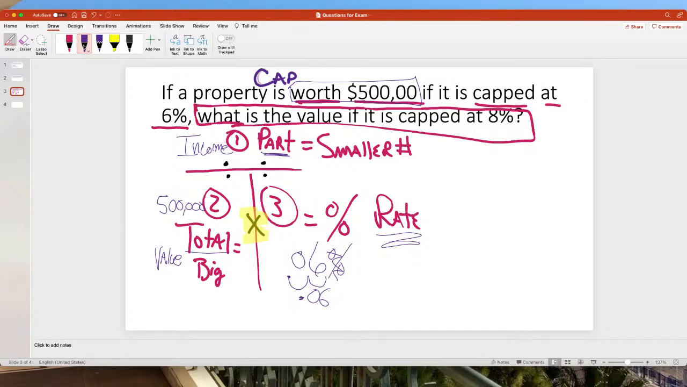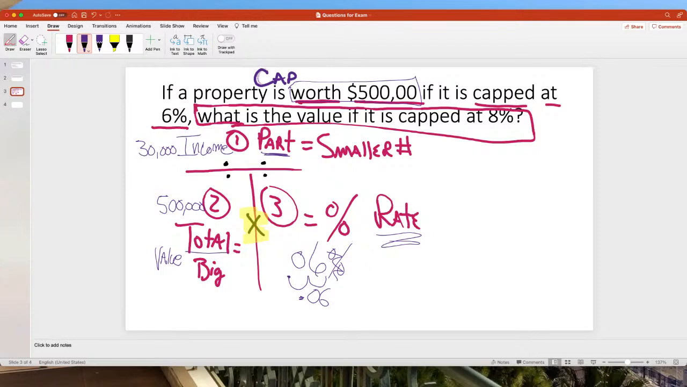Okay, well, when I do 500,000 times 0.06, I get $30,000. I want to make sure that's right. 500,000 times 0.06 equals 30,000. And that is the income right there on top. See that?